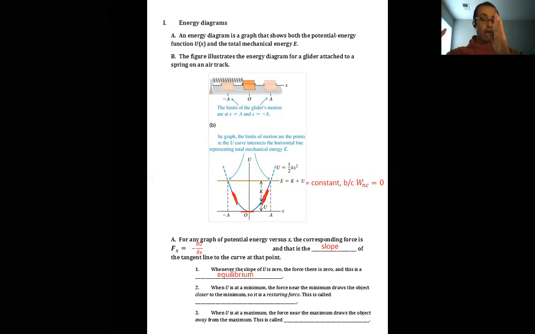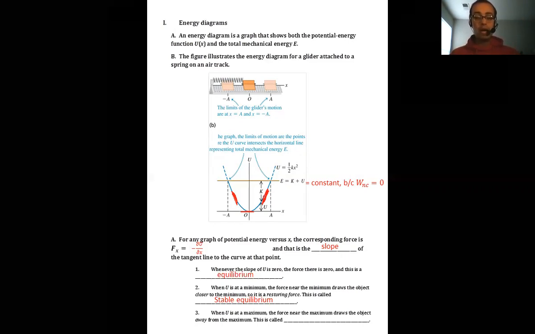Similarly, if we have the glider coming back this way towards the neutral point, it gets past the neutral point, it begins compressing the spring. The spring is now going to be exerting a force that way, back towards neutral. All right? But at the equilibrium point, which is point O, the force there is 0. So that's a very important concept, which is why I've emphasized it a bunch of different times and said this a bunch of different ways.